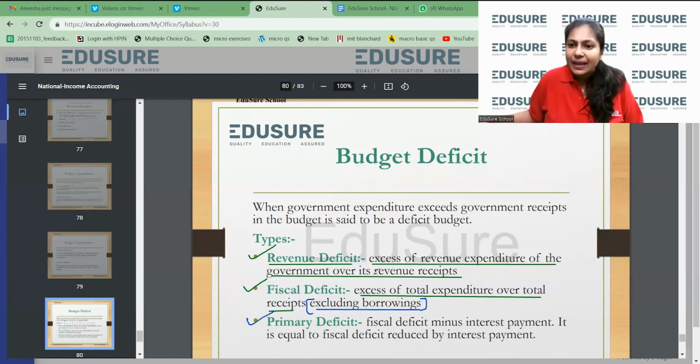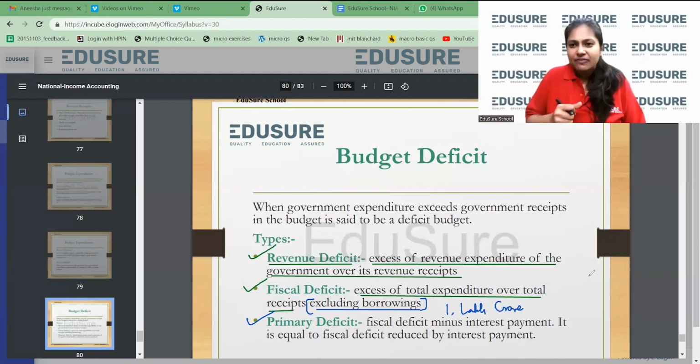The last is primary deficit. Primary deficit is that you have a certain fiscal deficit. Let's say fiscal deficit is, no, let's not say 10 lakh crore, let's say fiscal deficit is 1 lakh crore. Okay, that's the fiscal deficit.